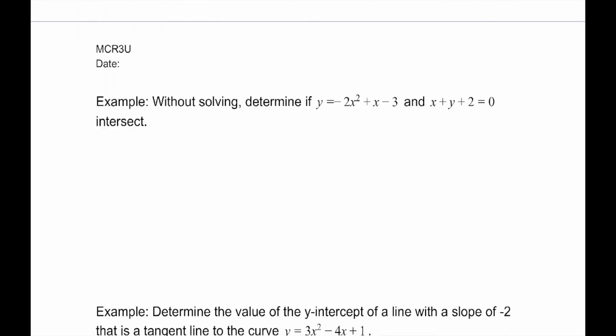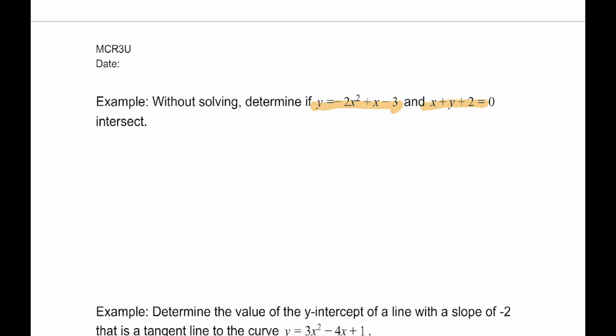So another thing we could explore is that, like when we're given a quadratic equation, we determine how many roots there are by using a discriminant. We could use the same strategy when we're looking at quadratic and linear to see how many points of intersection there are. So in this case, we're given 2 equations. One's a quadratic, y is equal to negative 2x squared plus x minus 3. And the other one is x plus y plus 2 is equal to 0.